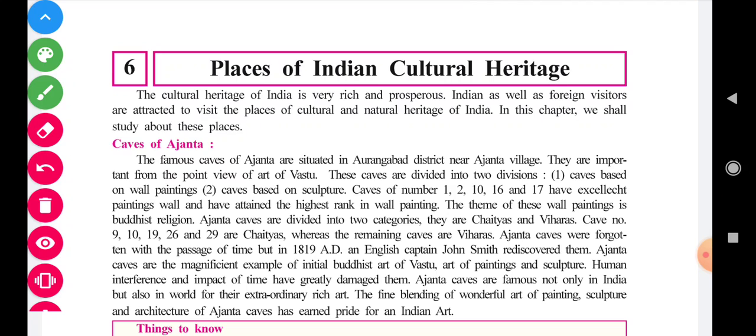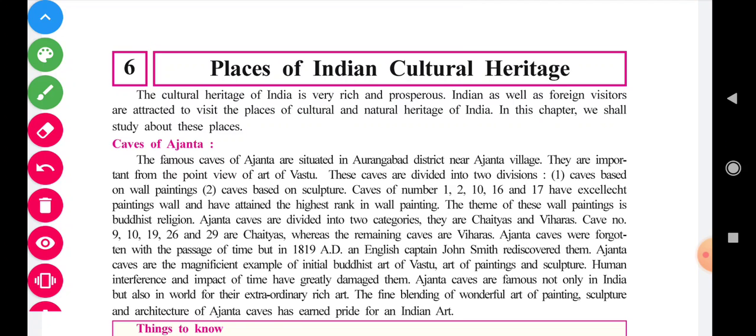One is cultural heritage, second is natural heritage. As we know, we are gifted with natural heritage very immensely, but parallelly we are also gifted with cultural heritage by our ancestors in a very good manner. So in this chapter we will study the places of Indian cultural heritage.